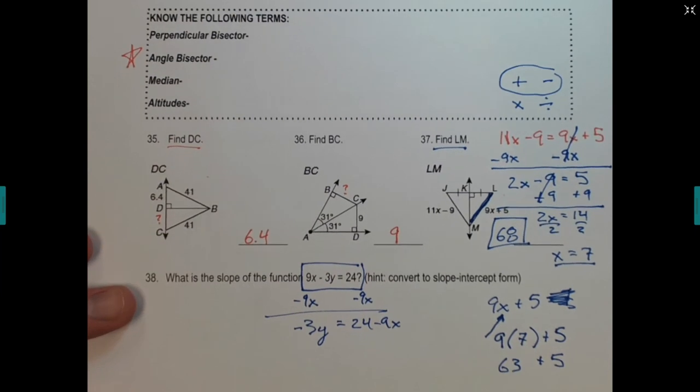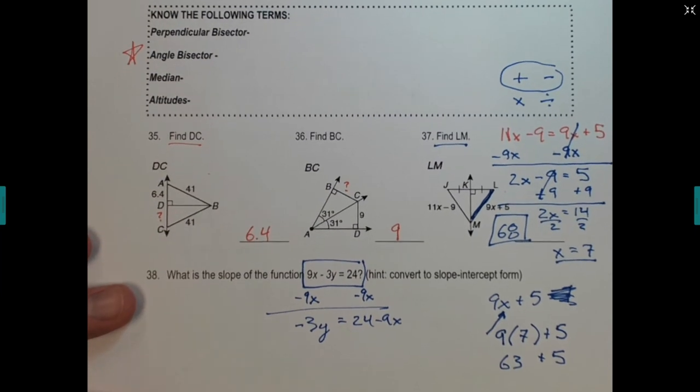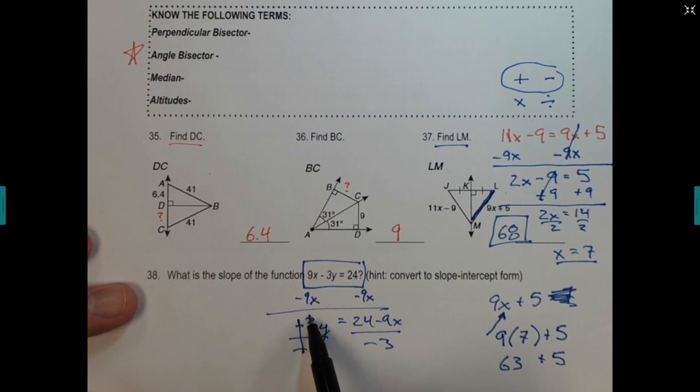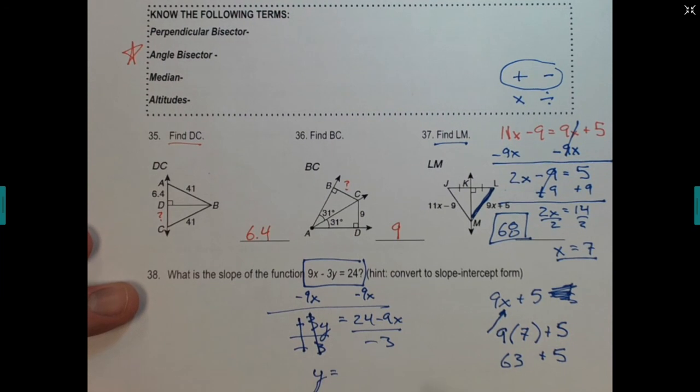We'll keep going. Then what I did is I multiplied everything by a negative, and then I divided by 3. Watch this. What if we just divided everything by negative 3? Yeah, that could work too. What's going to be on the left? Just y. Yeah, negative divided by a negative is a positive. 3 divided by 3 is 1. That gets us down to y. And then what's 24 divided by negative 3? Negative 8. And negative 9x divided by negative 3? 3x. Just call it 3.